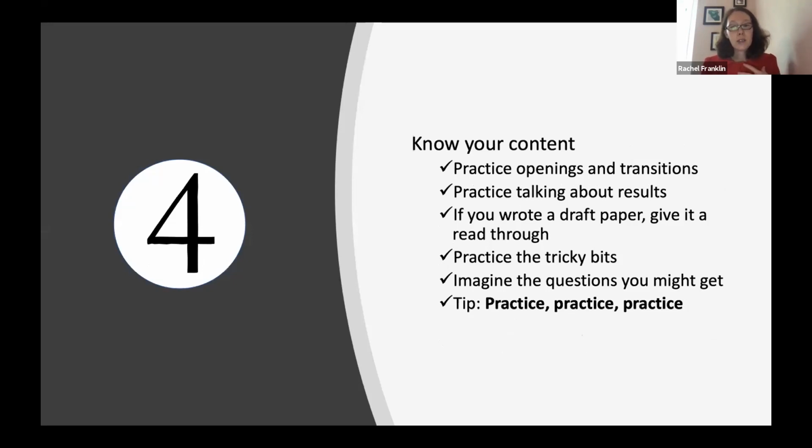I find that if I've written a paper already, it helps to read that through because I'll have already thought about how I'm introducing the topic and how I'm transitioning from section to section. If there are tricky bits like talking about results, practice those, right? Try to imagine the questions you might get. As you might have gathered, practice, practice, practice.